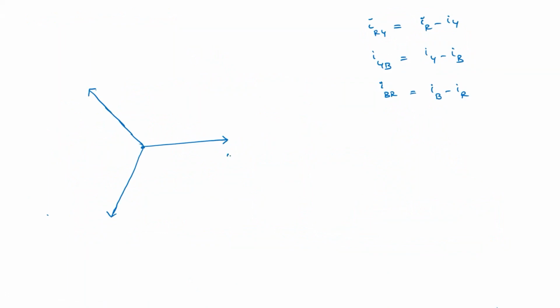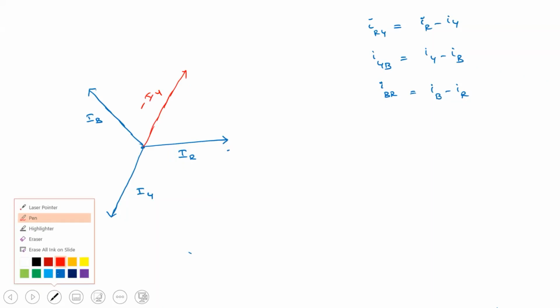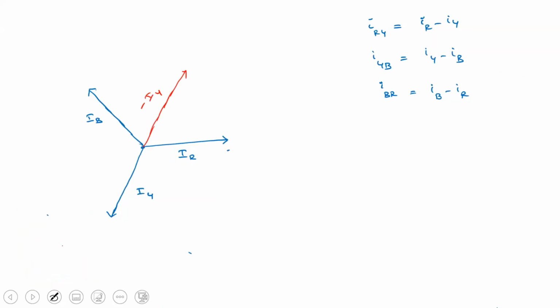So let us assume that this is the IR vector, this is IY, and this is IB. What we are trying to do is IR minus IY, right? So draw a line. So this is minus IY. Agree? So this is minus IY, and we are trying to subtract with this.